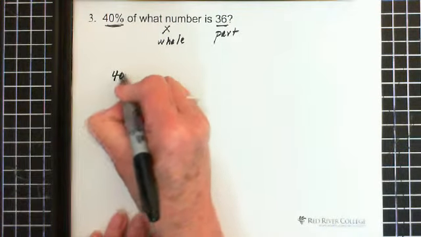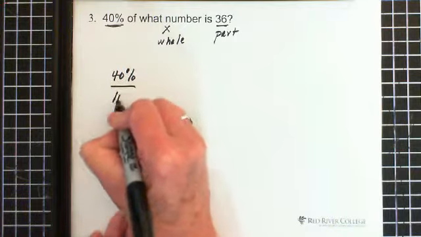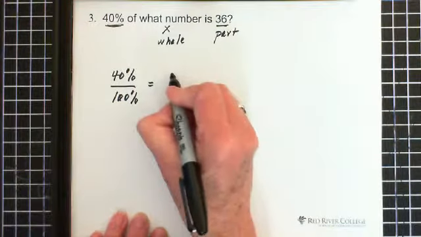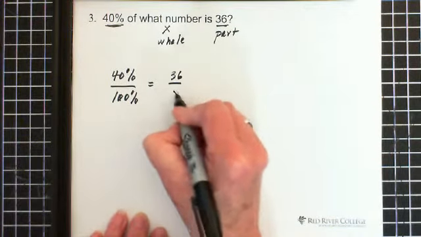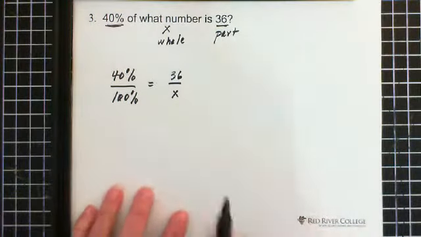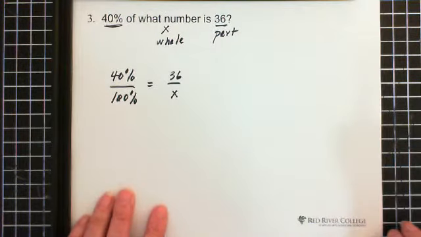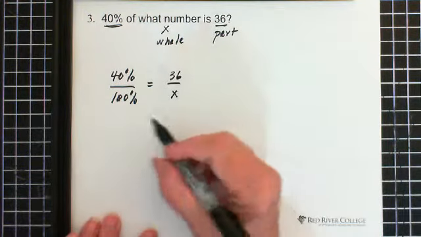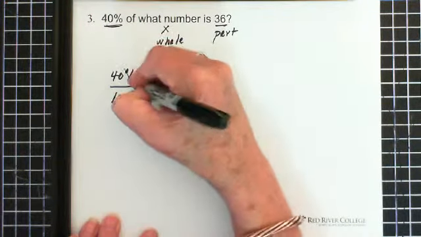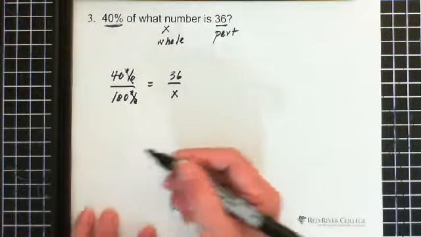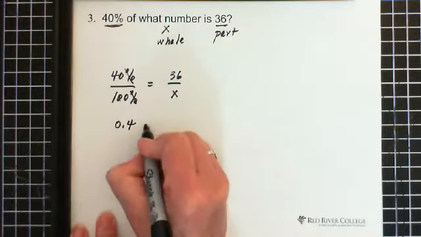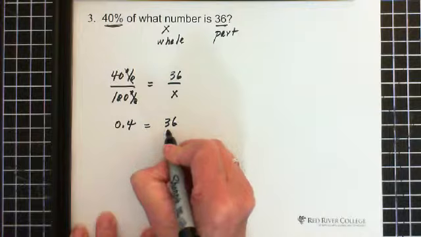So 40% over 100%, and again we're doing part over whole, equals 36, which is our part, over our whole, which is x. Now, when we have x in the denominator, it's always a little frustrating because it's a bit more work to get that thing sorted out. But let's just deal with this first. I want to get rid of the percents, and I'm going to take 40 and divide it by 100, and that'll give me 0.4. So that sort of cleans it up a little bit. So 0.4 equals 36 over x.